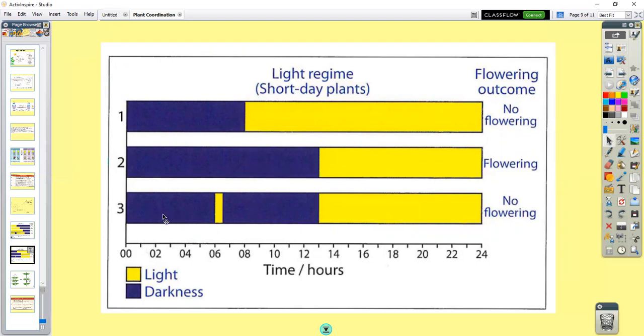Okay, with number 3 here, we've got a period of darkness, P730 slowly converted back to P660. We've got a burst of light, which will quickly convert it to P730. Another period of darkness, but not long enough to reduce the levels of P730. So it has that inhibitory effect, no flowering.